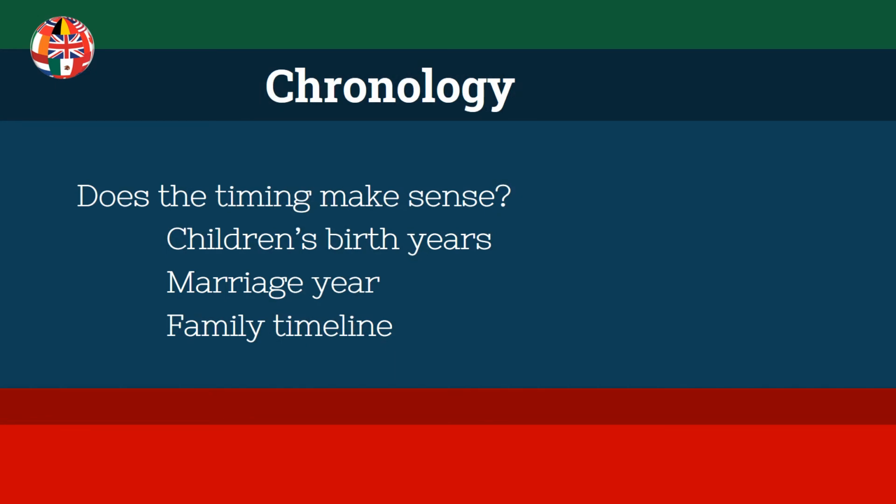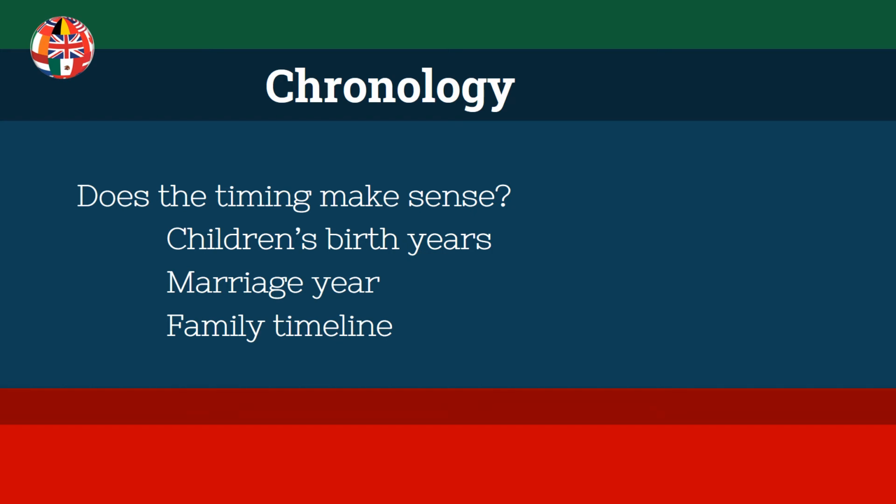Our next linking pattern that we're going to look at has to do with chronology. So the best way to explain the idea of chronology is, I tell people all the time, just use your brain. Does the timing make sense? Does this look logical? Is this a timeline of family events that could happen for anyone? We mentioned a little bit about these children's birth years. Are they born too close together or too far apart?